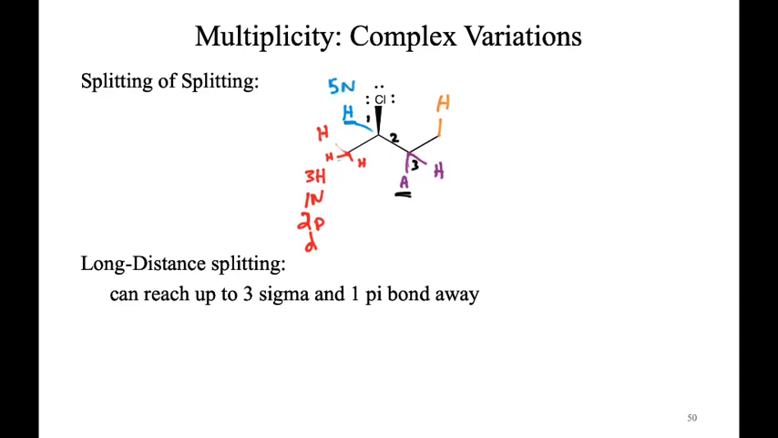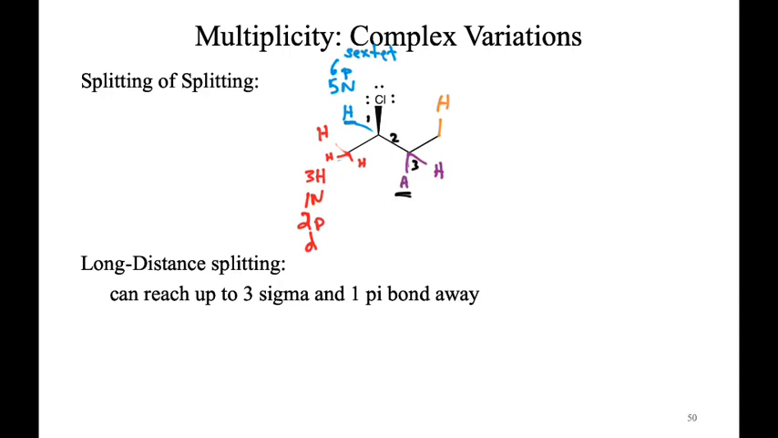5 neighbors means 6 peaks, which would be a hextet, or sextet, sorry, so that we don't confuse it with the hept, which is also awesome because we could confuse it with a singlet. Okay, so we call it a sextet.